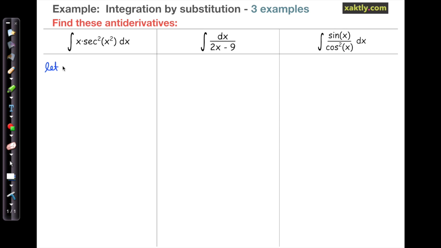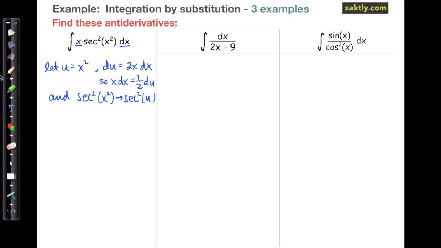For this first one, we'll let u equal x squared, and then we'll take the derivative of that and get du is equal to 2x dx. And if we just rearrange that, we can target that x dx in the integral to make that 1/2 du. So that's what we'll substitute in for x dx. And then secant squared of x squared is just going to become secant squared of u.